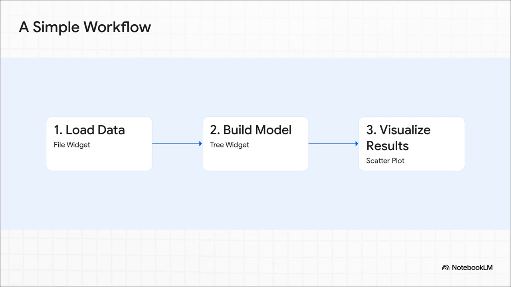Well, let's take the classic iris flower dataset. In Orange, you can load the data, build a predictive model to figure out the species, and then see the results in a scatter plot, all in 3 simple clicks. Seriously, no code whatsoever. You can see why this is so powerful for learning and just exploring ideas really fast.